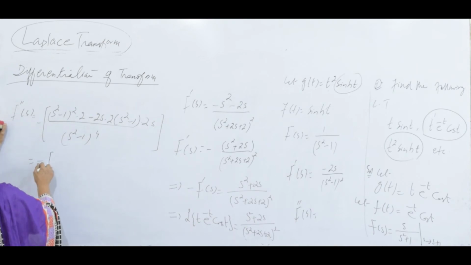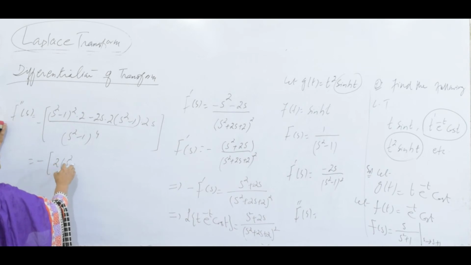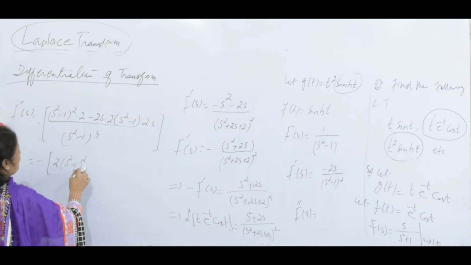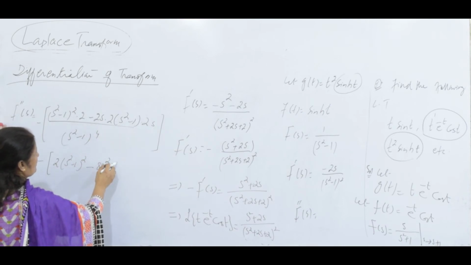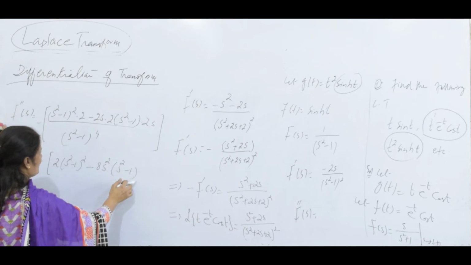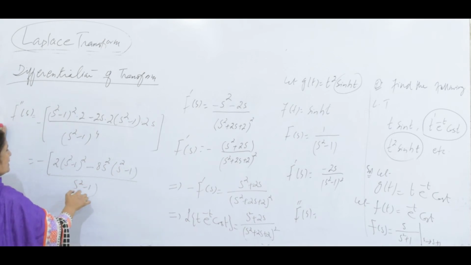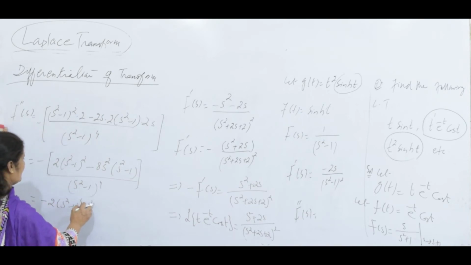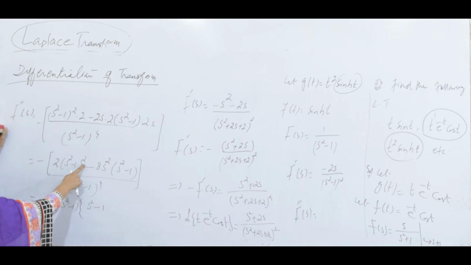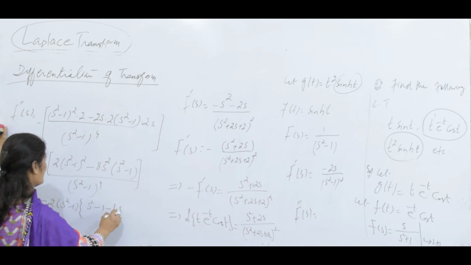So minus outside, 2 (s square minus 1) whole square minus 2 into 4s square minus 1... divided by s square minus 1 whole 4. Now minus is taken, 2 is taken, s square minus 1 is taken. So here I have left s square minus 1, because the square I have taken 1, so 1 is remaining. Minus 4s square.